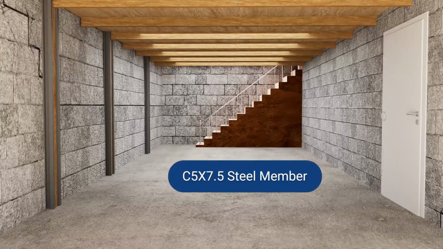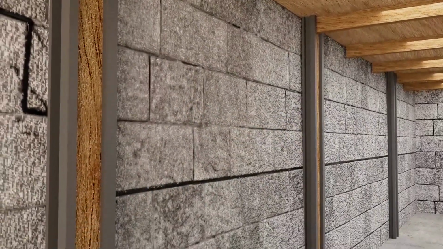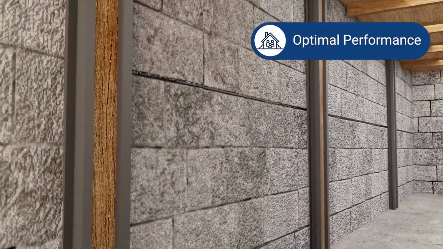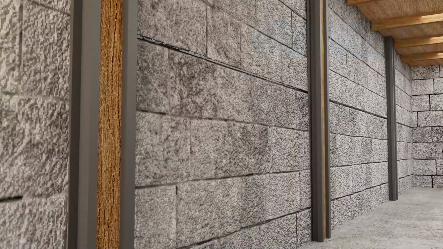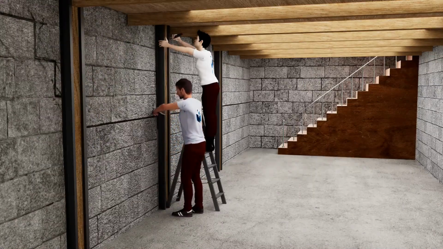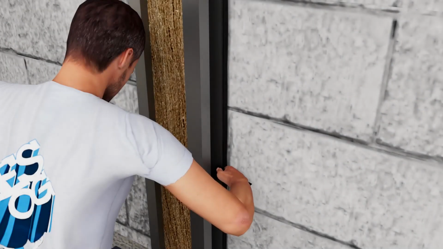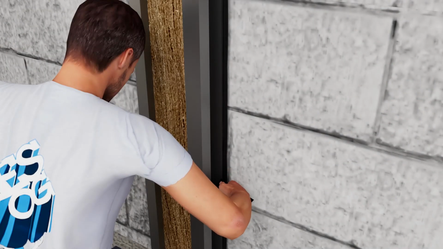Crafted from durable C 5x7.5 steel channel members, our high-quality soldier beams ensure optimal performance wherever installed in your home. During installation, we bolt the beams to the framing at the top of the wall and anchor them to the existing floor. Any gaps between the wall and soldier beams are filled with robust non-shrink grout to ensure the wall stays put.